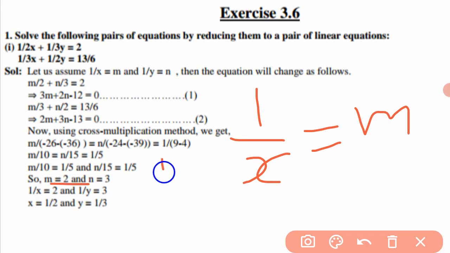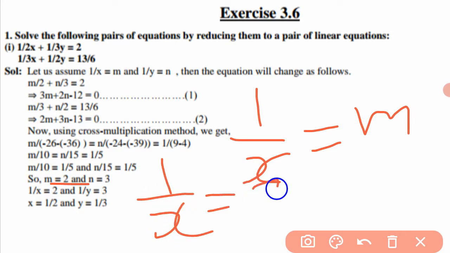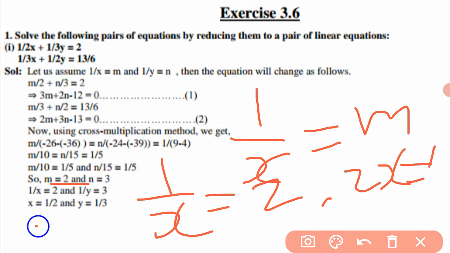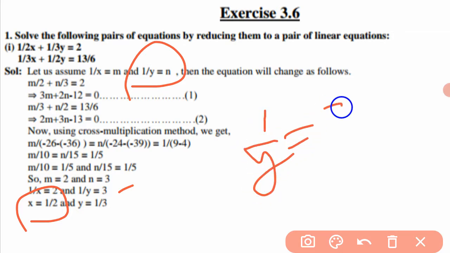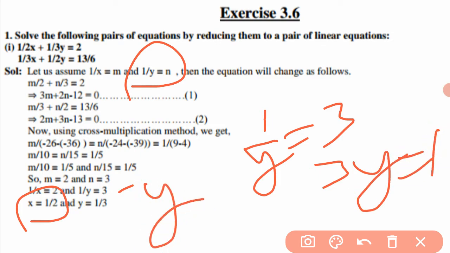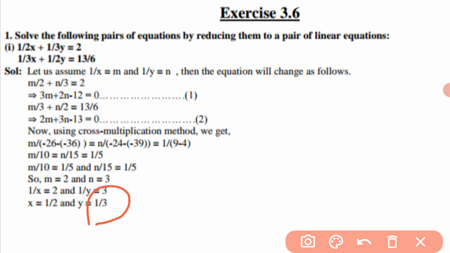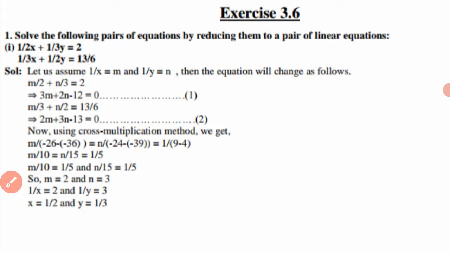So 1 upon x equals 2. By cross multiplication it will be 2x equals 1, and the value of x will be 1 upon 2. Similarly we took 1 upon y equals n, and the value of n is 3, so 1 upon y equals 3. By cross multiplication 3y equals 1, and the value of y will be 1 upon 3. In this way we can do the remaining parts also.